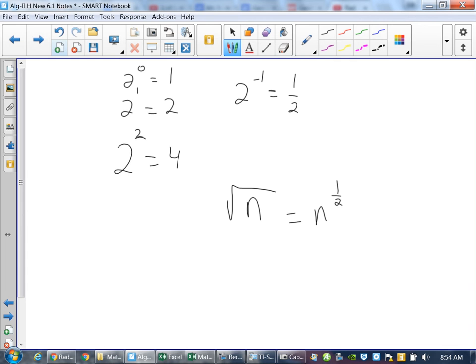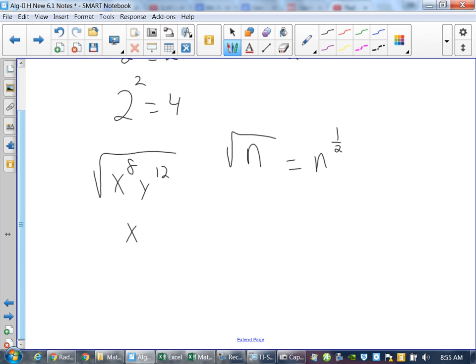A cube root would be a third power. A fourth root would be a fourth power, and so on. Okay? So what happens here is that if you had this square root of x to the 8th, y to the 12th, that could be rewritten as x to the 8th, y to the 12th, all to the 1/2 power. And whenever you had a power, what'd you do to the exponents? You multiply. What's half of 8? What's half of 12? 6. That's why that works.